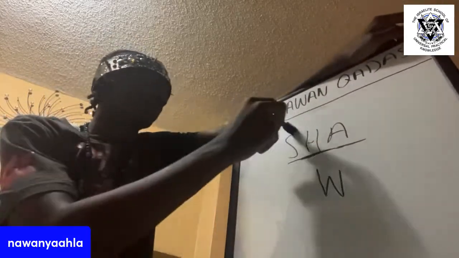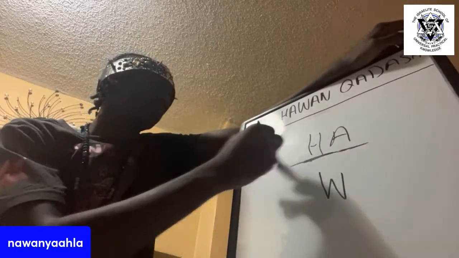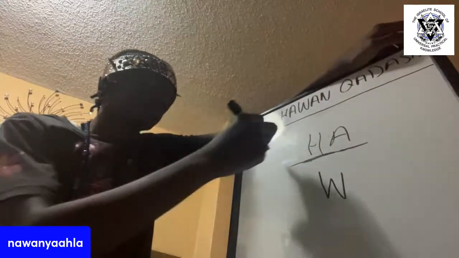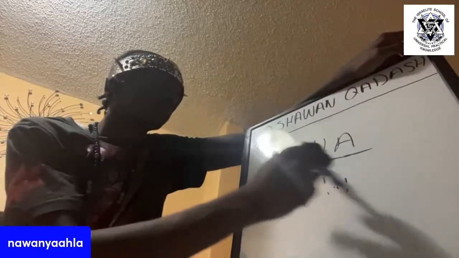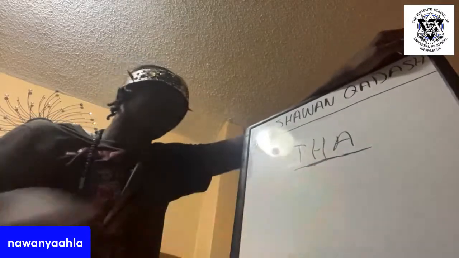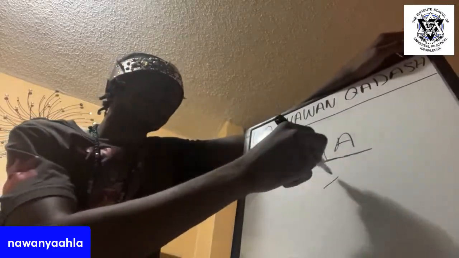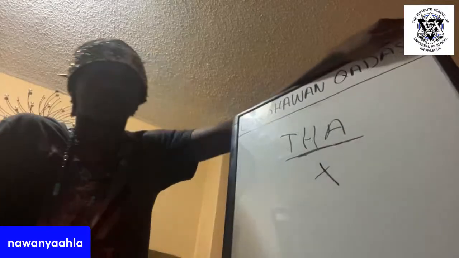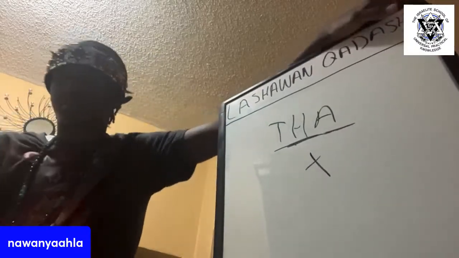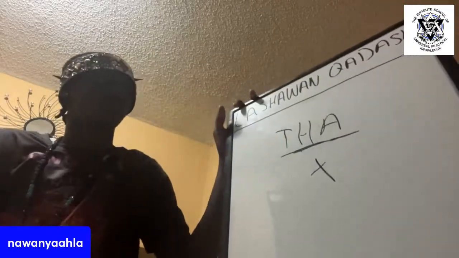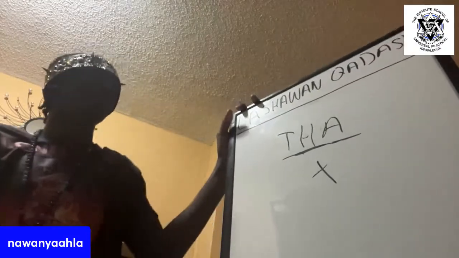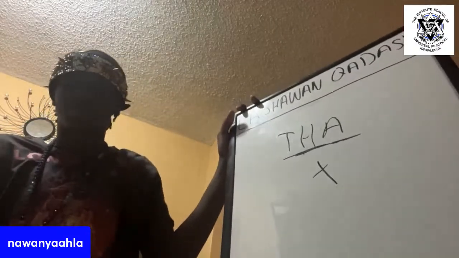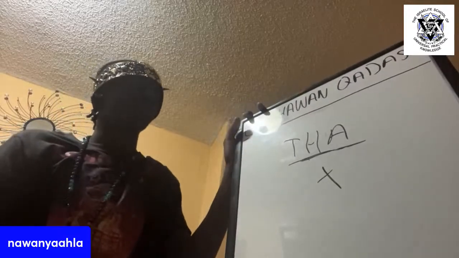And lastly, we got the Tha, which is just like an X. That's a Tha in Paleo Hebrew. That concludes the Paleo. Now we're gonna move on to the Assyrian.